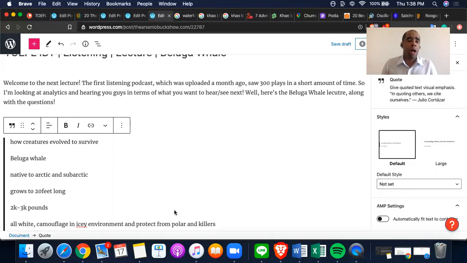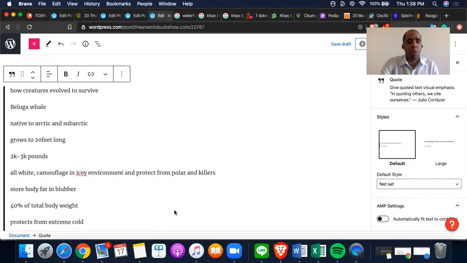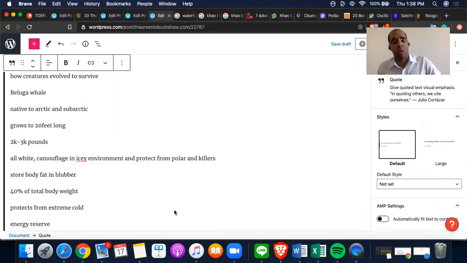Now, how creatures evolved to survive, that's what they were talking about before. Then they went into the beluga whale, native to Arctic and subarctic regions, grows to 20 feet long and can weigh anywhere between 2,000 to 3,000 pounds. It's all white, camouflaging an icy environment, and protects them from polar bears and killer whales.